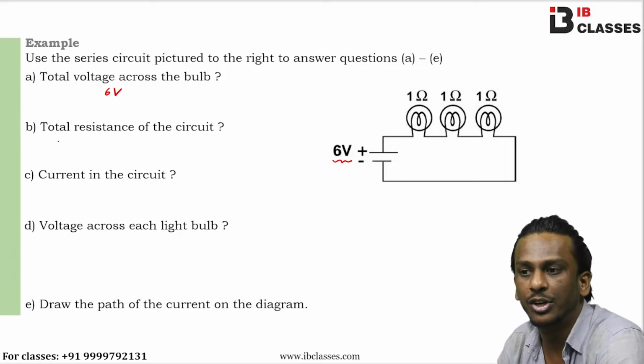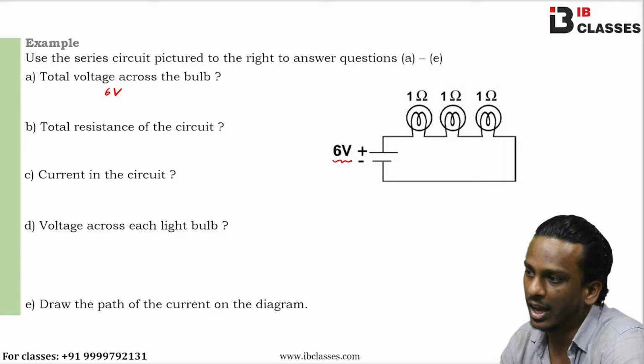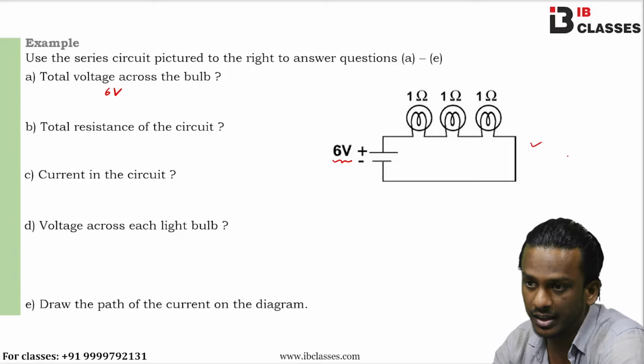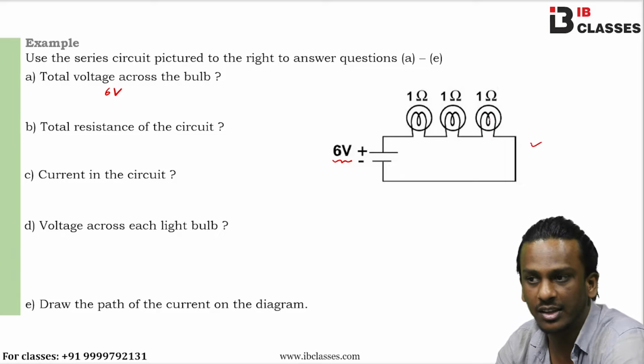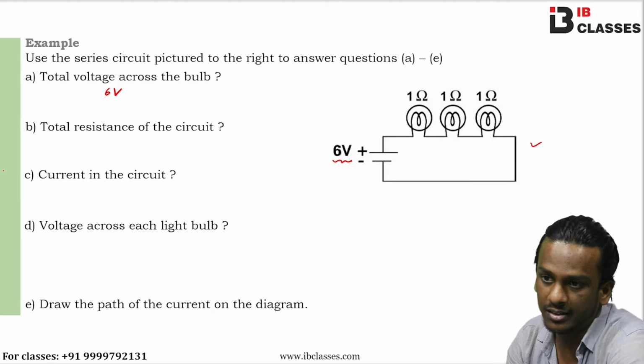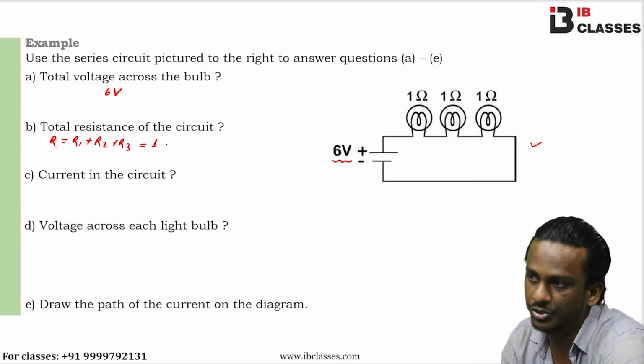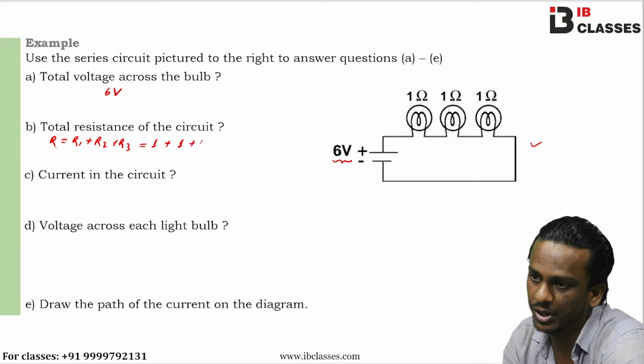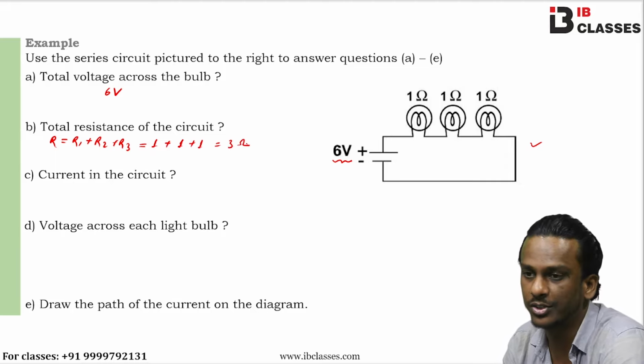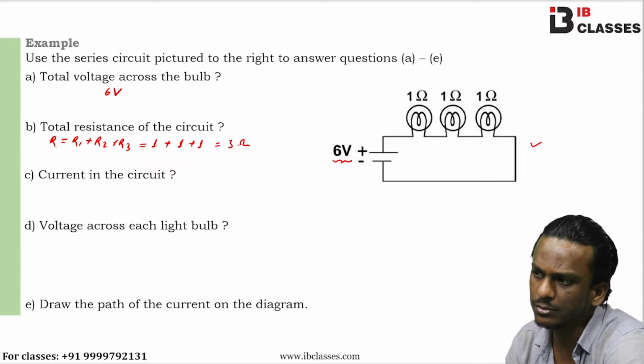The second one is the total resistance of the circuit. From the circuit it is clear that all of the resistances are connected in series. That's why the series combination equation is R equals R1 plus R2 plus R3. After putting in all of these values, you get 1 plus 1 plus 1, which will be 3 ohm. This is the total resistance of the given circuit.